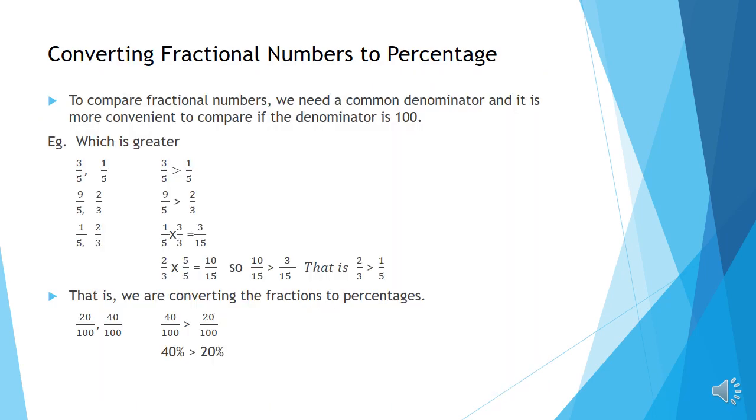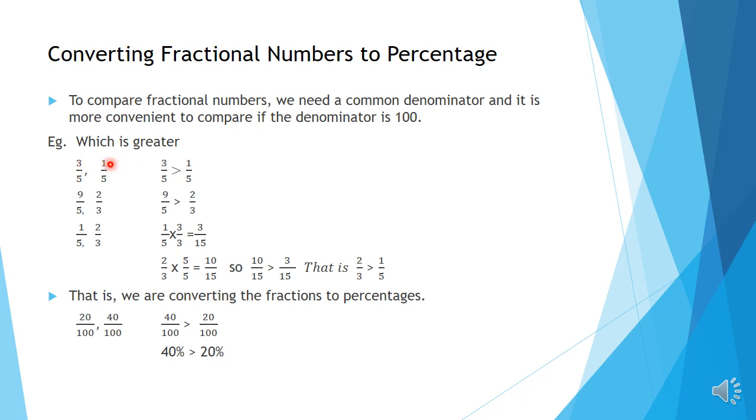Converting fractional numbers to percentage. Children, we have seen when we get fraction numbers or decimal numbers as percentages, it is easy for comparison when we get the percentage numbers. Here let us see, to compare fraction numbers we need a common denominator and it is more convenient to compare if the denominator is 100. Children, let us take examples for understanding this point.